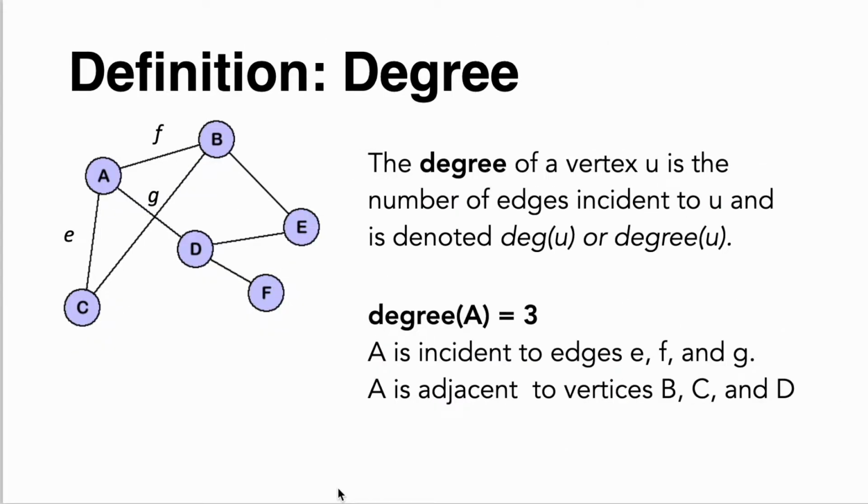Now that we have defined basic terms like adjacent and incident, let's define the degree of a vertex. The degree of a vertex A is the total number of edges incident to A. For instance, the degree of vertex A is equal to 3 because A is adjacent to vertices B, C, and D.